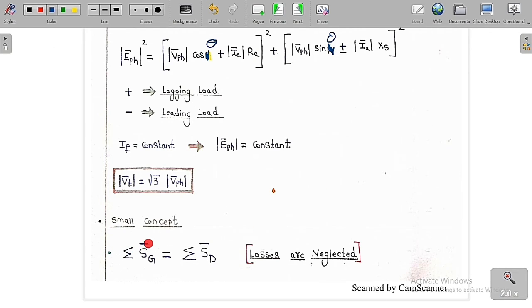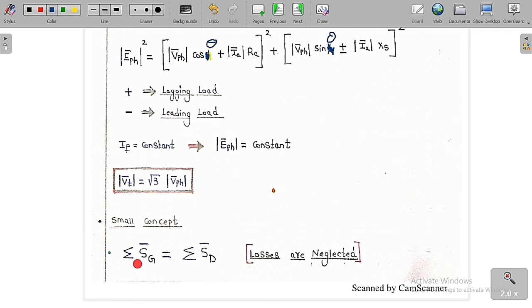Let me tell you a small important concept here. The summation of all complex power generated is equal to the summation of all complex power demanded, whenever the losses are neglected. So we are going to neglect the losses.